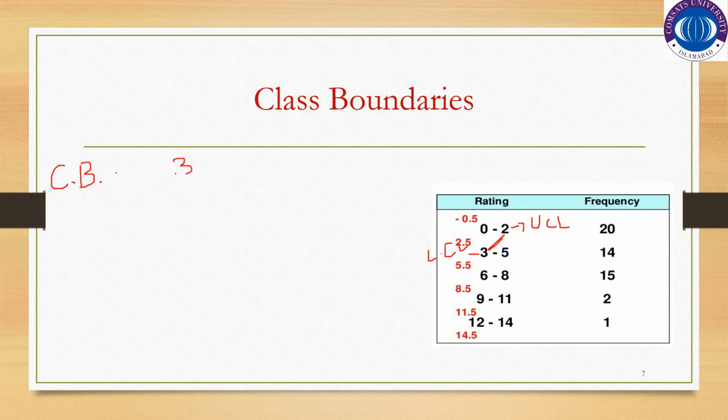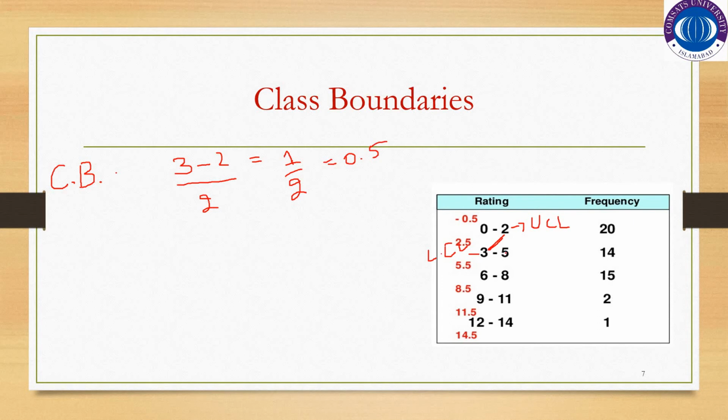The difference will be 3 minus 2 is equal to 1. Next, what will we do? We will divide this difference into two parts. And when we divide it by 2, we will have 0.5.